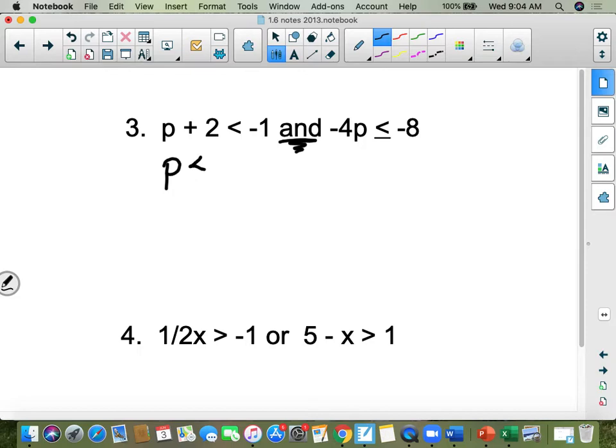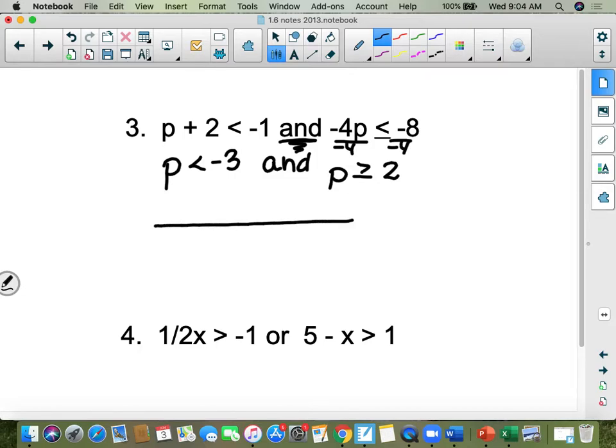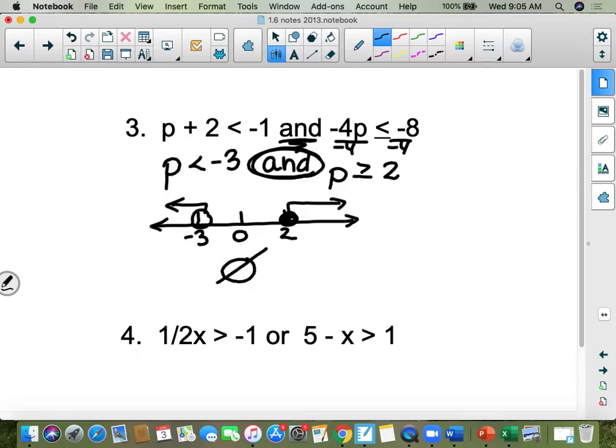P is less than a negative 3 and divide both sides by negative 4. P is greater than or equal to a positive 2. I have to switch my sign because I divided by a negative number. I make my number line. Here's 0. Here's a positive 2. Here's a negative 3. I need to put an open circle at a negative 3 and shade to the left, and everybody knows why it's open, because there is no line underneath the negative 3. 2 does have a line, so it's closed and goes in this direction. An and is supposed to come together, and it's going away from each other. So this is a no solution problem.